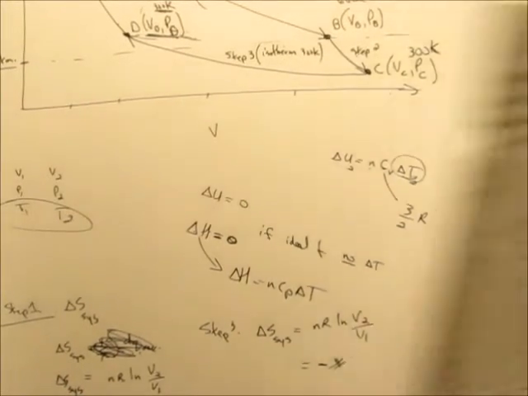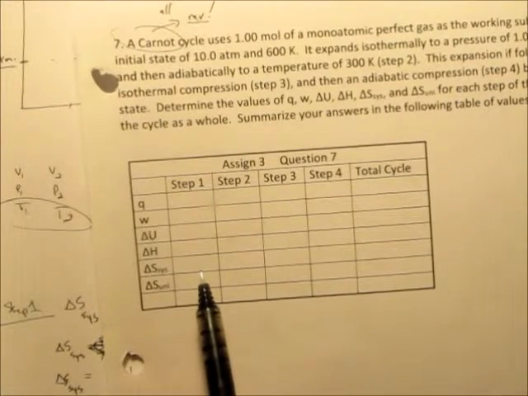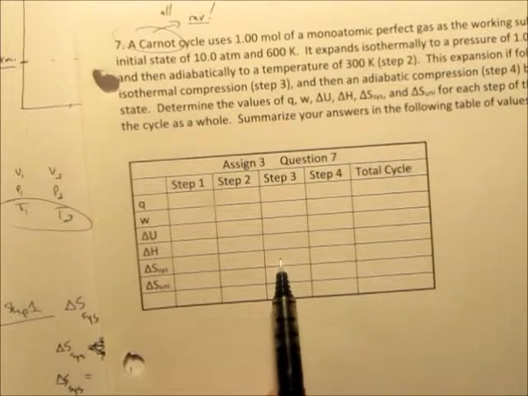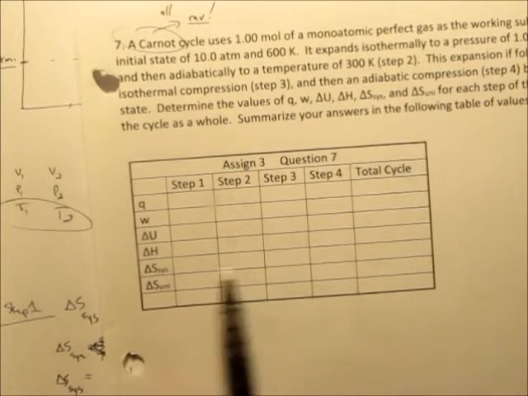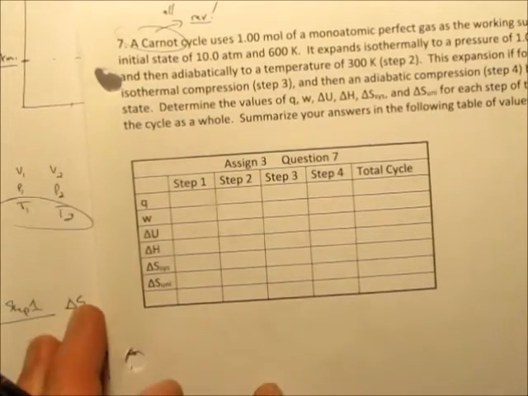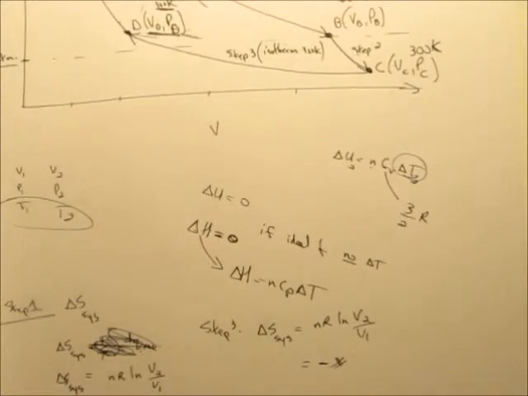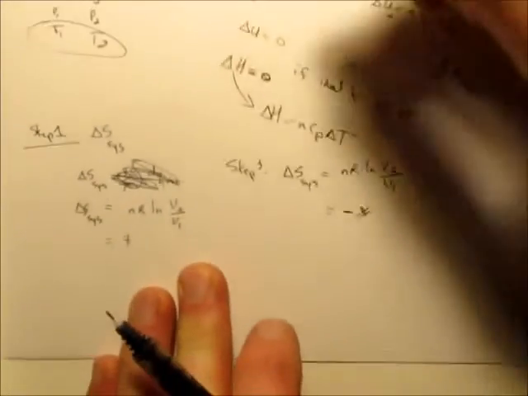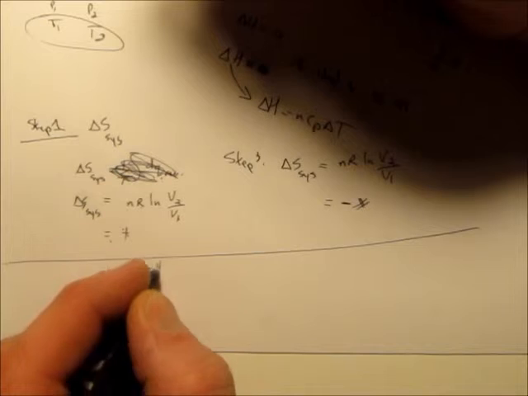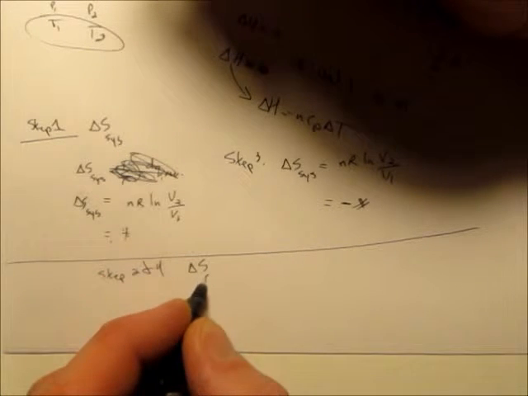So when you fill this in, step 1 and step 3 will be equal and opposite entropy numbers. Step 2 and 4 will be 0. How and why is the entropy 0? For steps 2 and 4, delta S of the system equals 0. How do we know that?